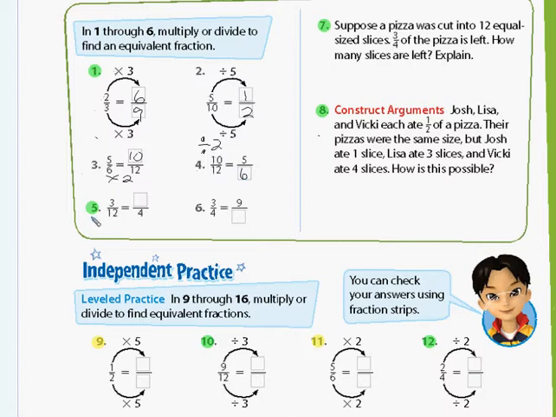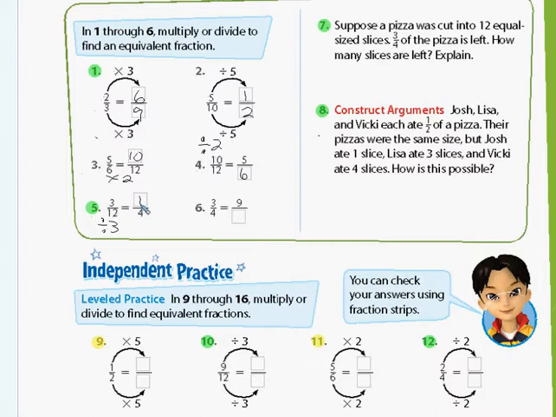Problem number 5. 3/12. I'm trying to figure out how many fourths that is. So to get from 12 to 4, I'm going to divide by 3. If I do that to the denominator, I need to do the same thing to the numerator. And 3 divided by 3 is 1. So 3/12 is equal to 1/4.